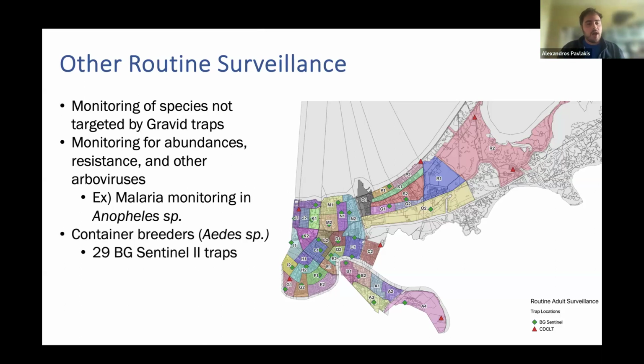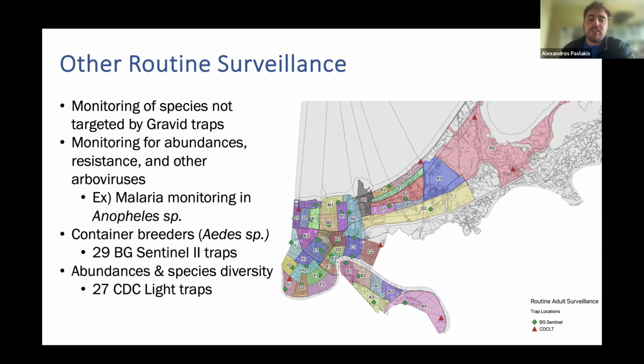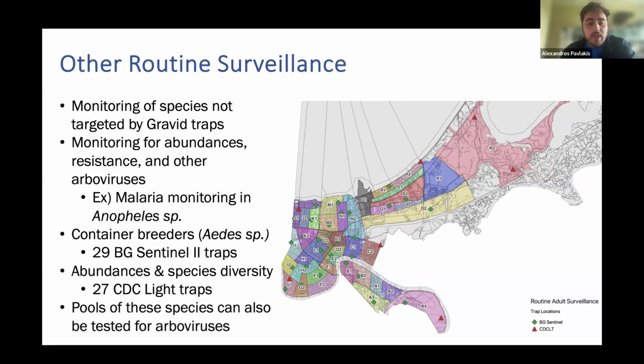So we utilize these to monitor for container breeders. We have 29 BG Sentinel 2 traps, which are the gold standard for collecting Aedes species. So we have 29 locations around the city. And then for overall abundances and species diversity, we have 27 locations of CEC light traps around the parish. And then we can also test these species for arboviruses that are locally transmitted here. And we do that sometimes. It just depends on what we're seeing and what's going on around our parish.